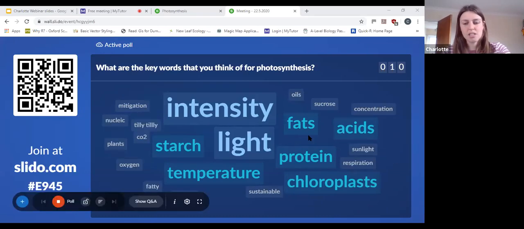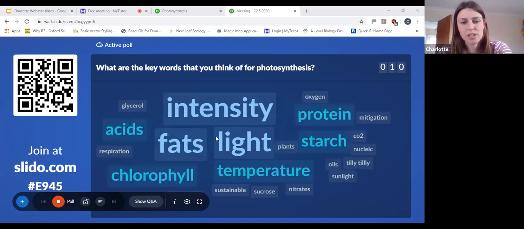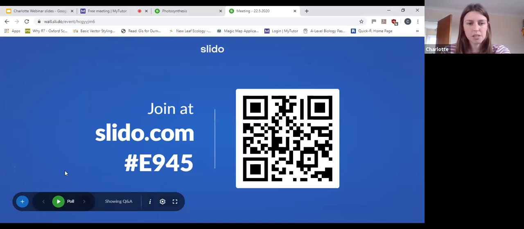Great. I'm going to take a print screen of this. Use it next time. Couple more seconds. Still got intensity as the most common word there, light intensity. Well done, everyone. Okay, I'm going to stop that one there. Take my print screen.